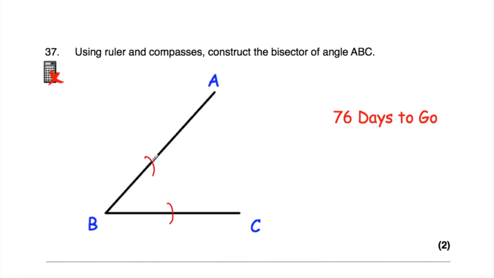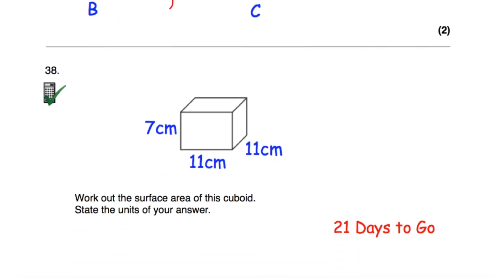And now get your compass and put the point here, and then an arc towards the middle somewhere, and then keep your compass again the same size, and put the point here and do an arc towards the middle there somewhere, and then you can join them up, and then that would be the angle bisector. And if you watch the video 76 days to go, I then show you how to do that. Okay, question number 38.